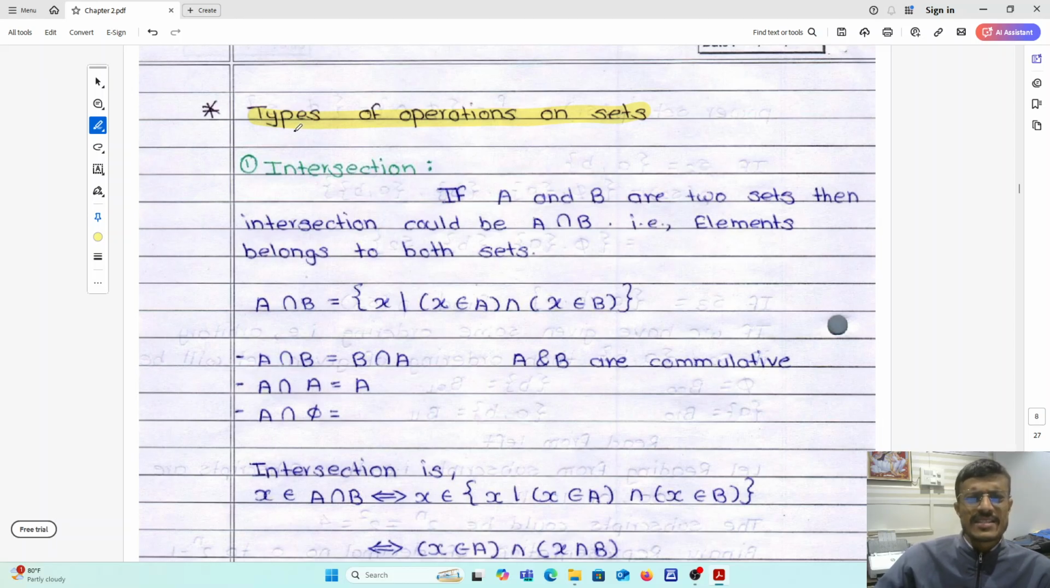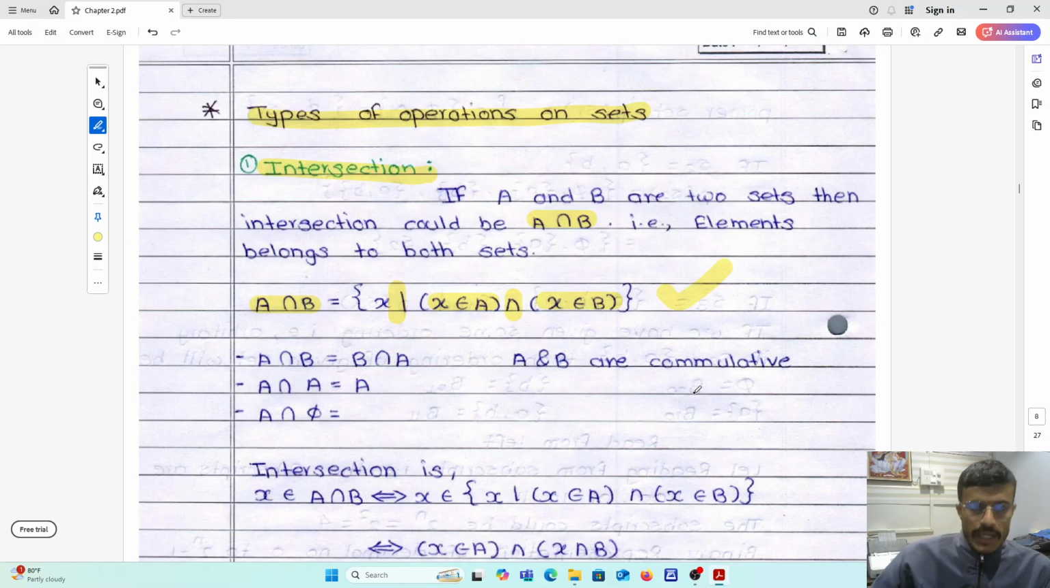Okay, so these are some operations. Let us see what is meant by intersection, the very first operation. If A and B are two sets, then the intersection is written as A intersection B, that is, elements belonging to both the sets. In the intersection we are taking common elements only. So A intersection B equals {x such that x belongs to A and x belongs to B}. That is nothing but intersection.